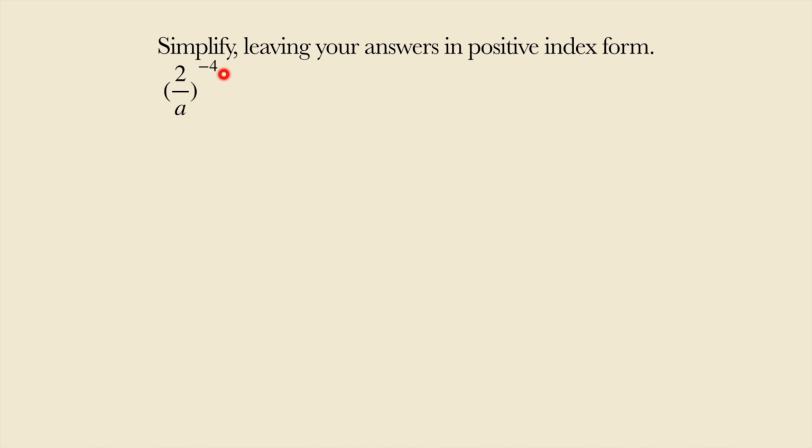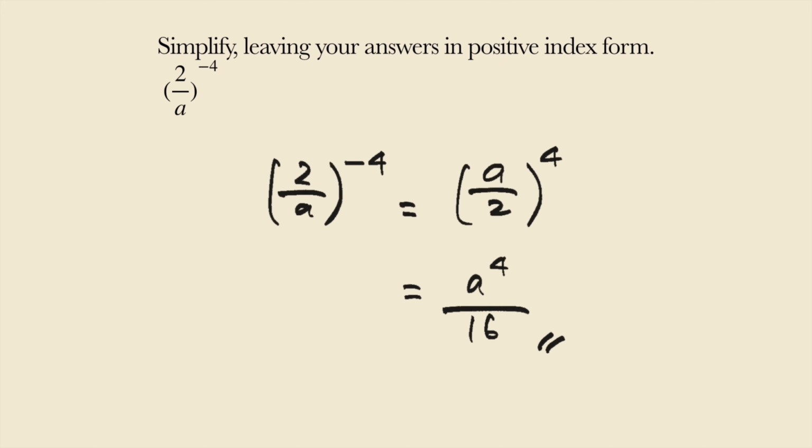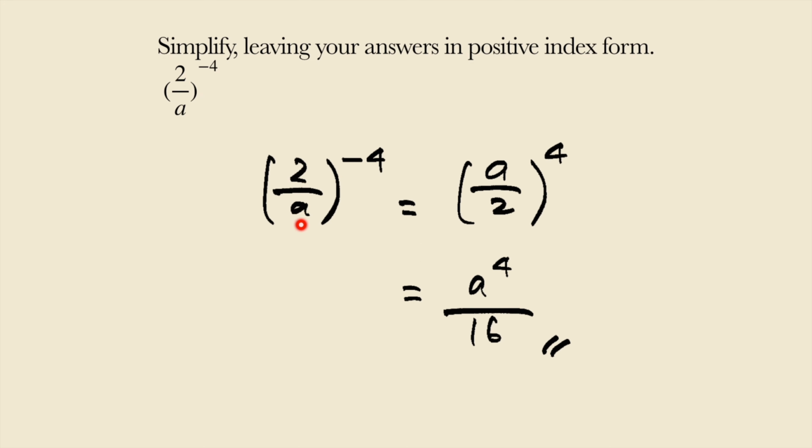Here we have negative 4 as the power. So how to turn this to positive power 4? Well, we flip the insides here. So this is how it looks like. Instead of 2 over a, turn it into a over 2. And what do you know? Your negative 4 can now be written as positive 4. So understand at this point, this power 4 we apply to a as well as 2. So it's a power 4 over 16. So again, if you want to change your negative powers to positive, you flip the insides here.